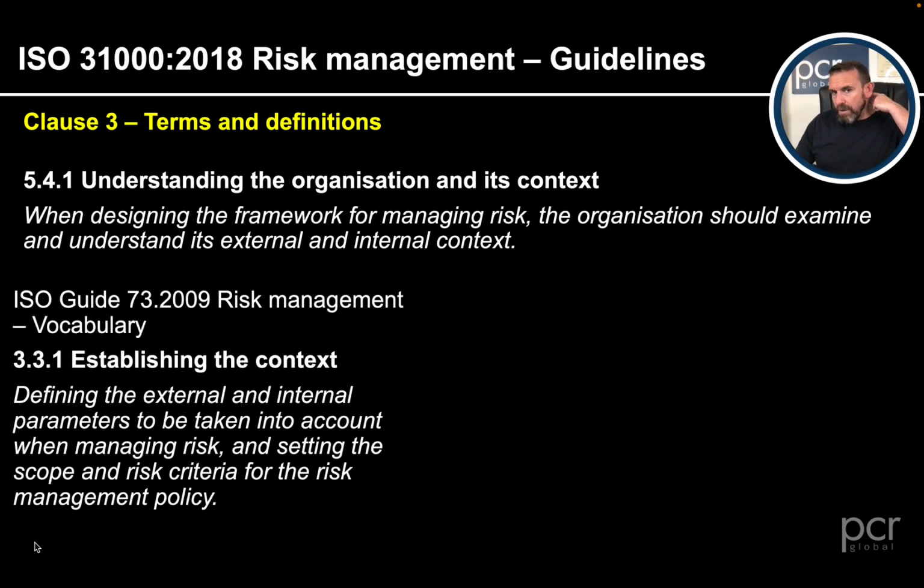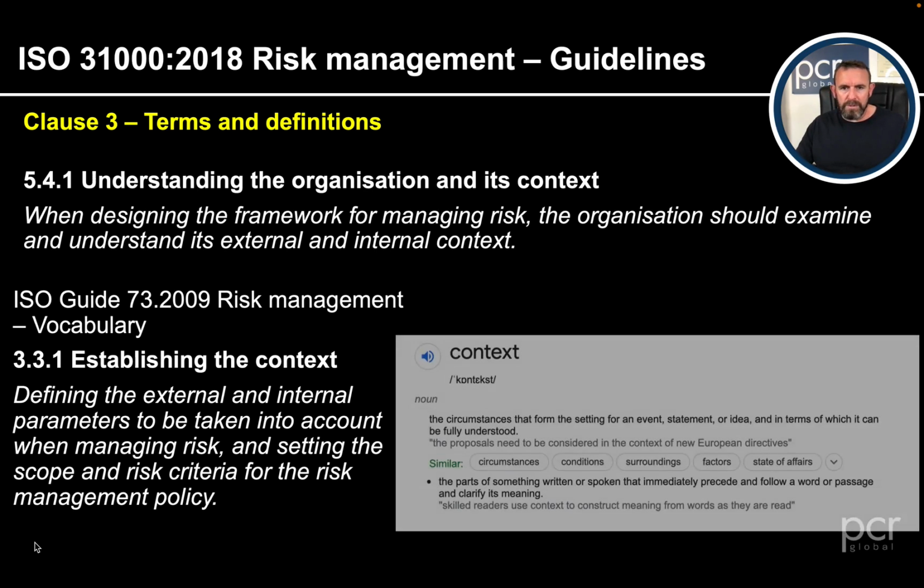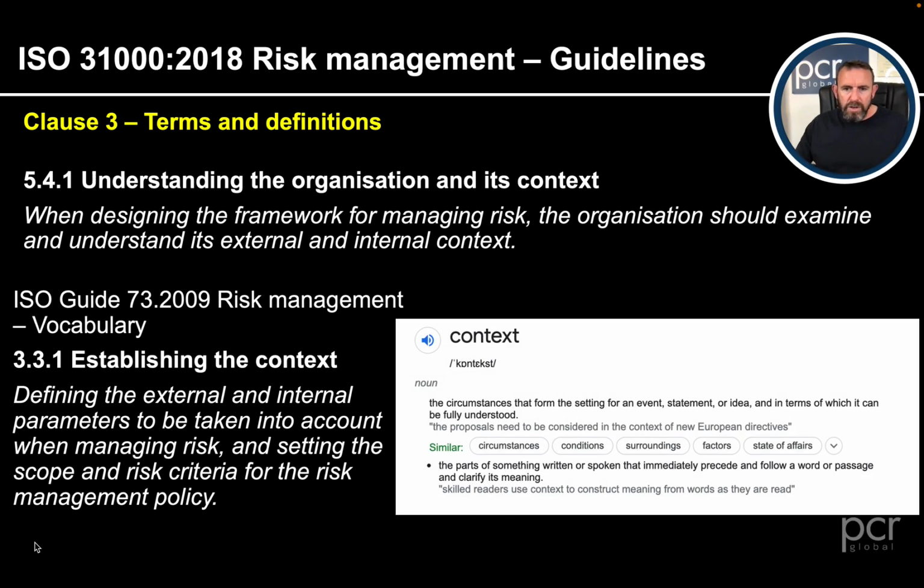We can also look at the definition here that's mentioned within ISO Guide 73:2009, an old document. What it tells us in there is establishing the context, defining the external and internal parameters to be taken into account when managing risk, and setting the scope and risk criteria for the risk management policy. So both standards there are telling us how important it is with regards to the framework, because we are defining those parameters. And there I've just added some context screenshot from a dictionary definition.